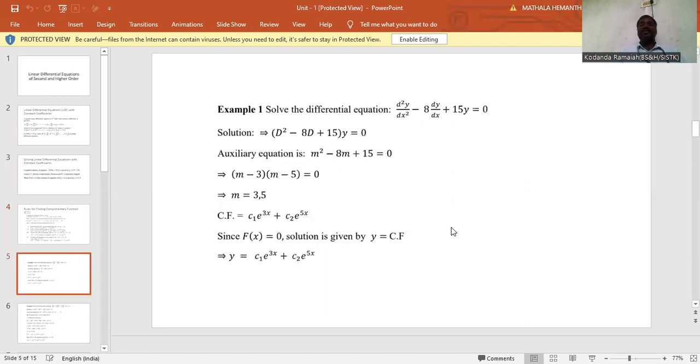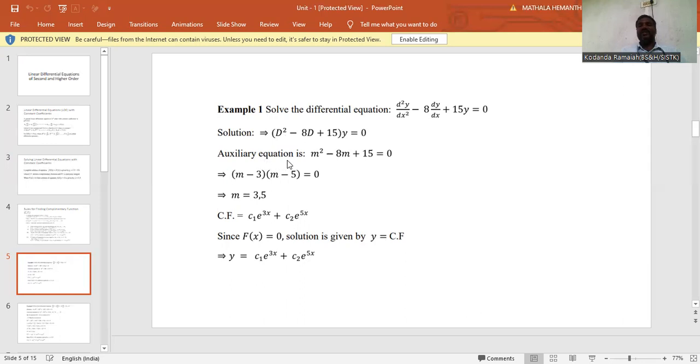So we can take one example of that problem. D square y by dx square minus 8 dy by dx plus 15y equals 0. Here the RHS term equals 0, so the particular integral is 0. So the general solution of that equation is only y equals the complementary function, based on the LHS term as I mentioned in the previous scenario. So this equation in operator form is D square minus 8D plus 15 into y equals 0.